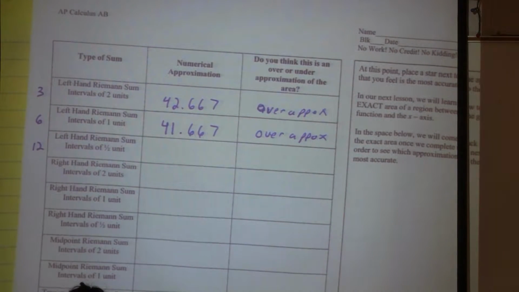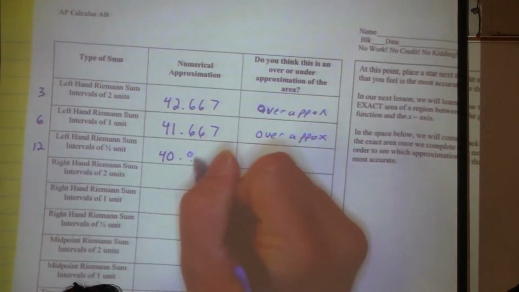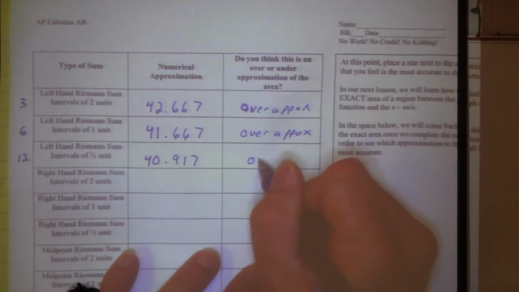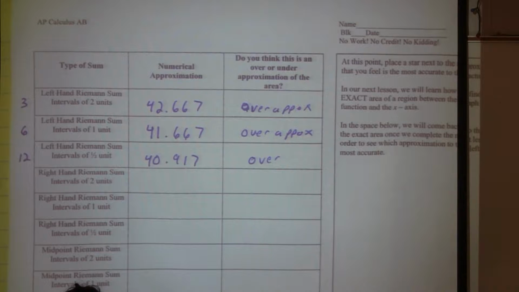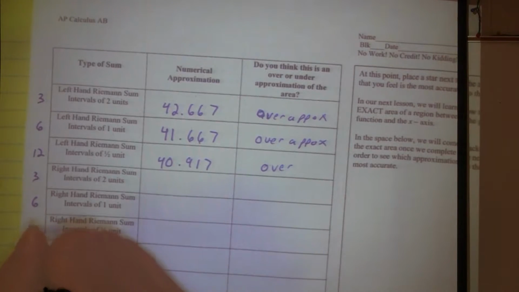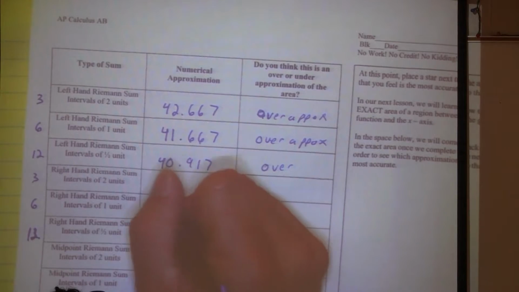And what was the answer we got for the third case? 40.917. Was that still an over approximation? Yes. Okay. Then let's go back all the way to Monday for the right-handed one. What do we get for those? The first one was with 3, the second one was with 6, and the third one was with, not 13, 12. That one we got what?